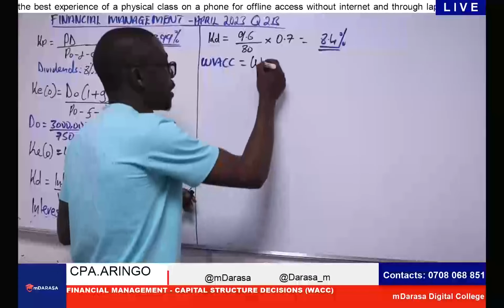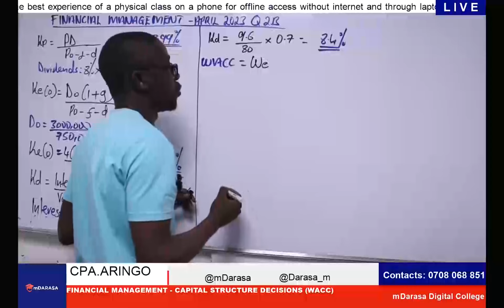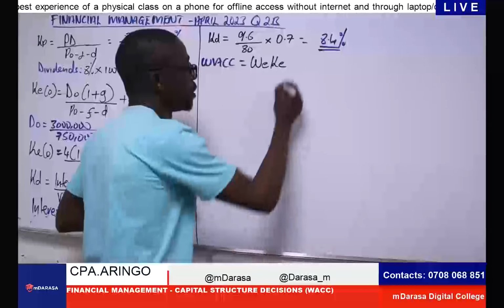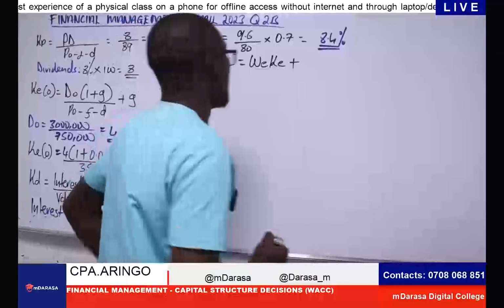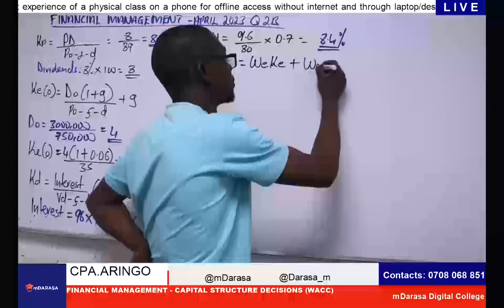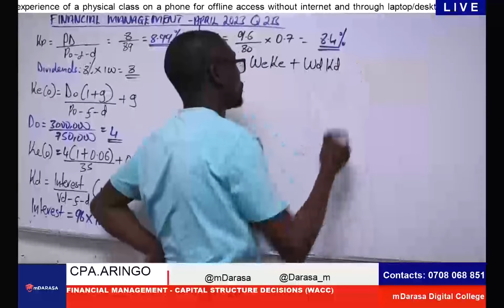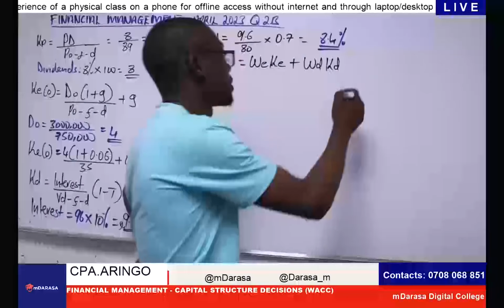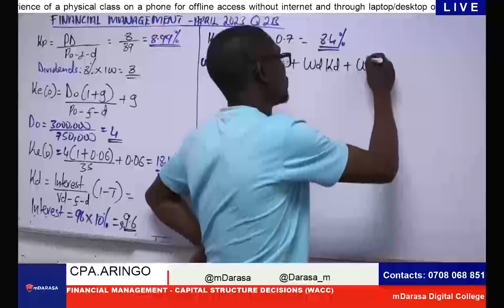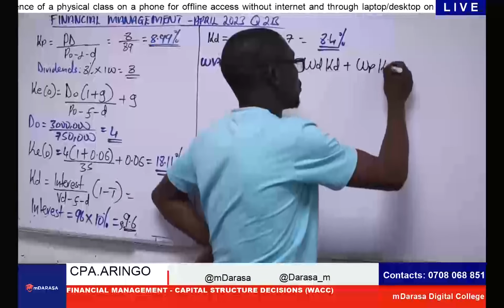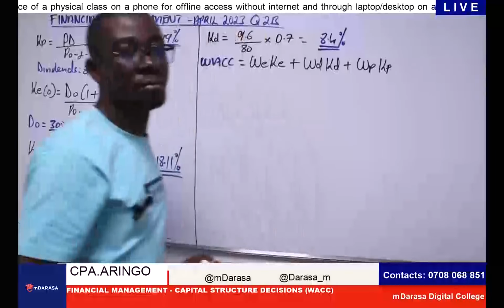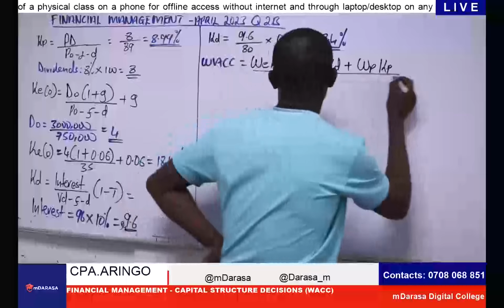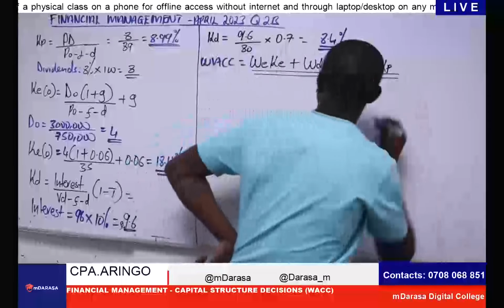Say, for example, the first component is equity. So I need to have the weight of equity, I multiply by the cost of equity. We need to have, of course, our weight of debt, we multiply by the cost of debt, that is, of course, cost of debt after tax. We have to consider the weight of preference shares times the cost of preference shares. So summing this will give us what we are talking about, WACC.